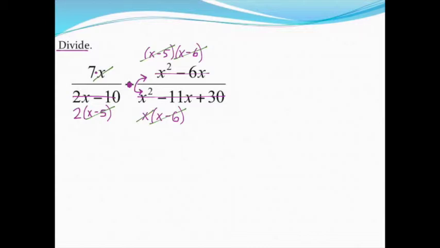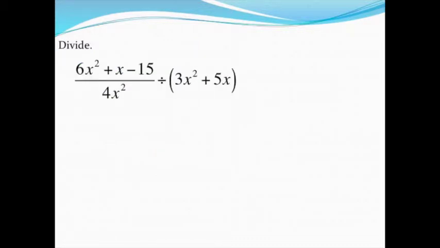If I look to see what's left over, the only thing left in the numerator is just a 7. The only thing left in the denominator is just a 2. So isn't that fun when you have this big, long, complicated math thing, but it simplifies to just something simple like 7 over 2. Let's take a look at one more example right here.